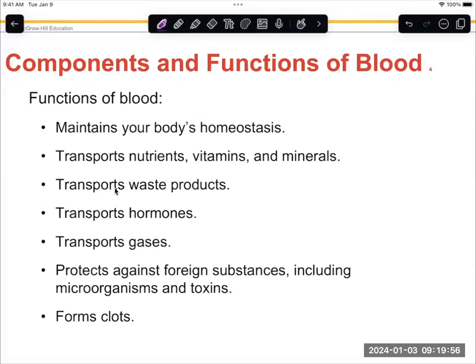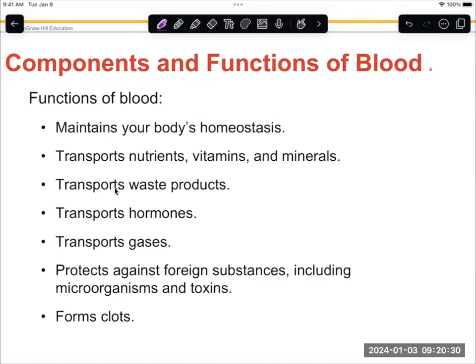And then we also transport hormones, as I mentioned. That endocrine system secretes out their hormones into the bloodstream. And then from there, it's going to get transported around the body to its target cell where it will act on it. Transports gases, oxygen to cells, carbon dioxide from the cells back to the lungs to breathe it out.